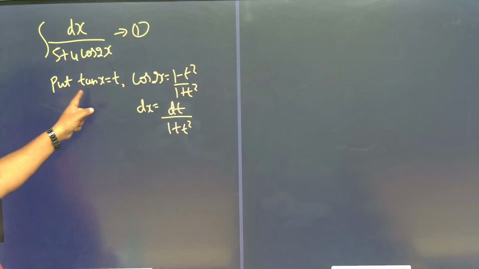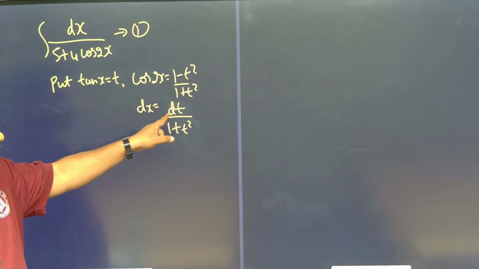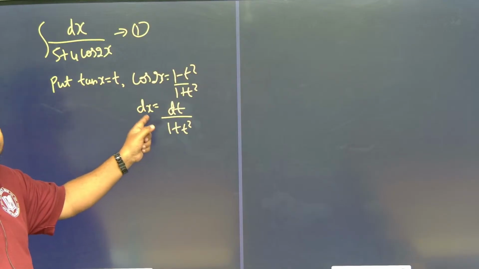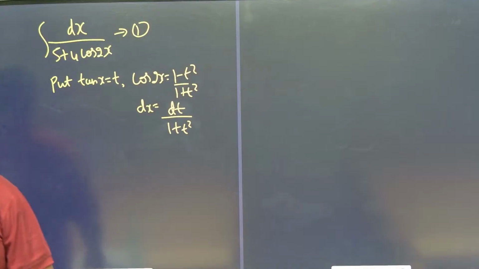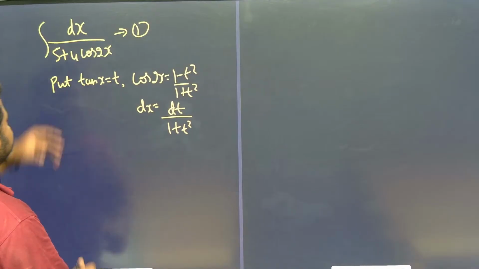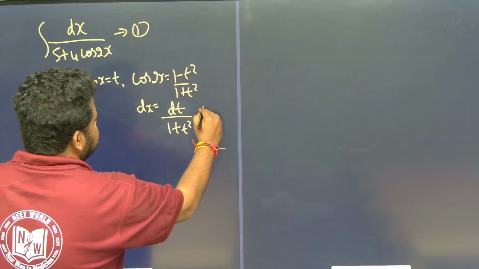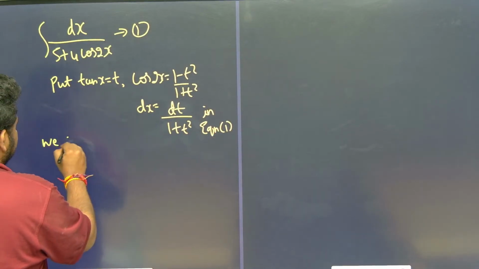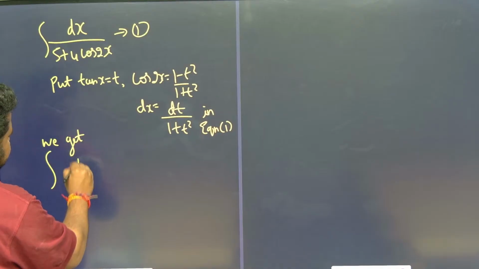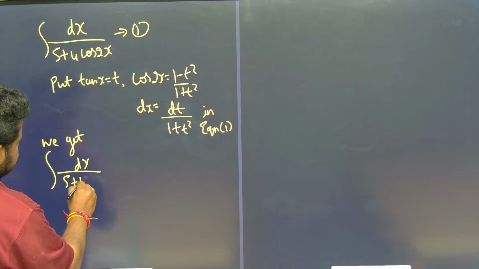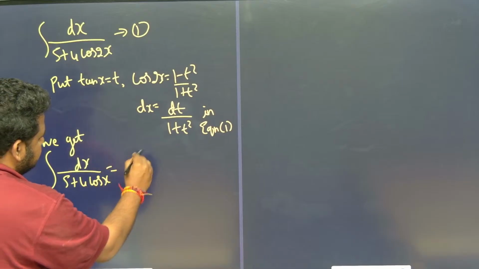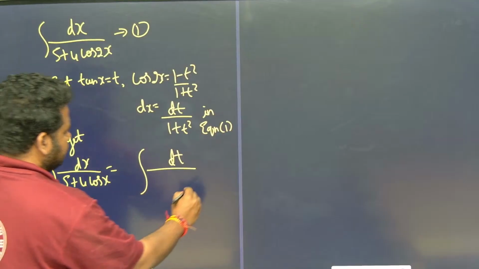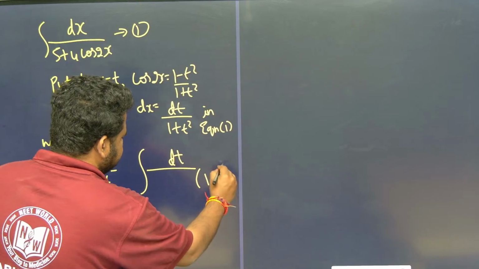If you put tan x is equal to t, dx will be equal to dt by 1 plus t square, but if it is tan x by 2 is equal to t, dx will be equal to 2 dt by 1 plus t square. Clear? So let us put the values in equation 1. We get integral of dx by 5 plus 4 cos 2x will be equal to dt by 1 plus t square.